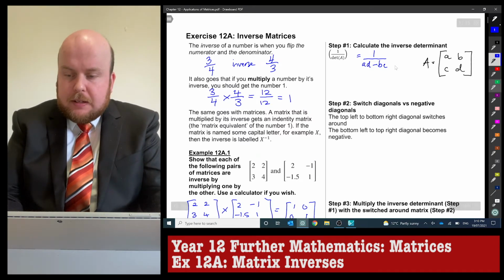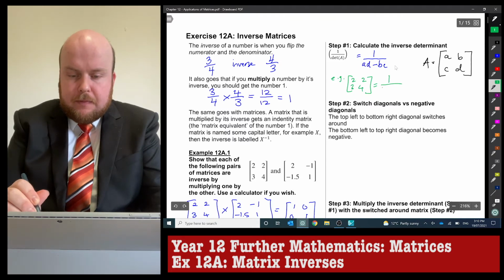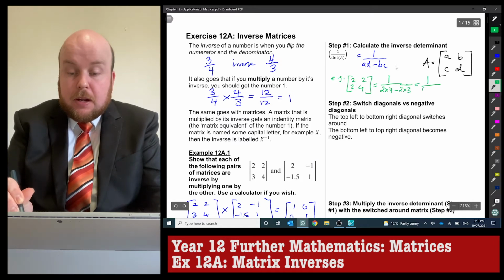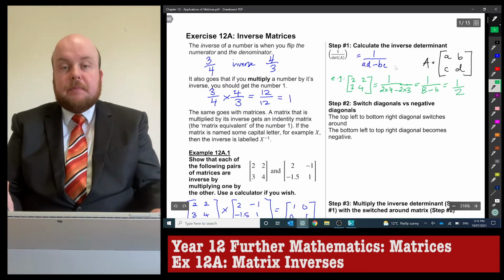And so in our example, we had 2, 2, 3, and 4. That will be 1 over 2 times 4, take away 2 times 3, which will be 1 over 8 take away 6, which will be 1/2.